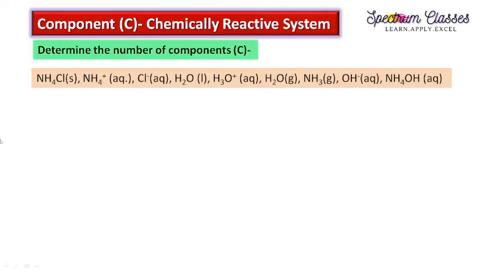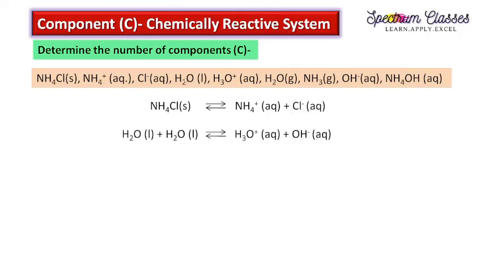Now coming to the next example of the same kind, given as NH4Cl solid, NH4 plus aqueous, and so on; these are the actual species given here. The first step is to establish the equilibrium between the ions, dissociated and undissociated solid species, right? So the first equilibrium I have written is NH4Cl solid in equilibrium with NH4 plus aqueous plus Cl minus aqueous.